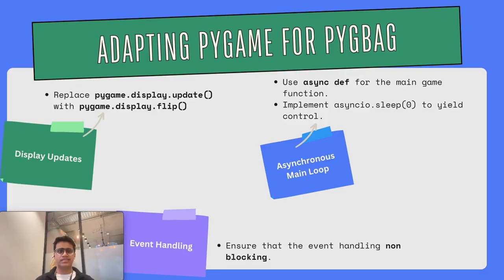You have an asynchronous main function. What is happening here is that it uses an asynchronous def for the main game function. This is because web browsers are single-threaded, event-driven models, and if we don't use this, the page will become unresponsive and the game will hang. And the last thing is that event handling is non-blocking, so for that purpose we have to yield control briefly.